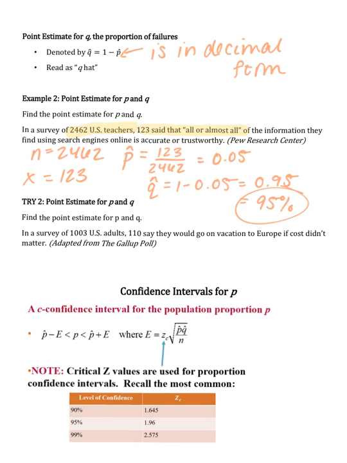All right, so that's finding the point estimate for q hat. Next one is going to be your second homework problem.